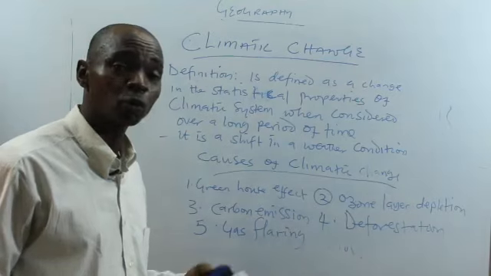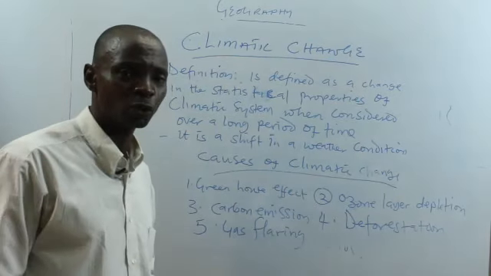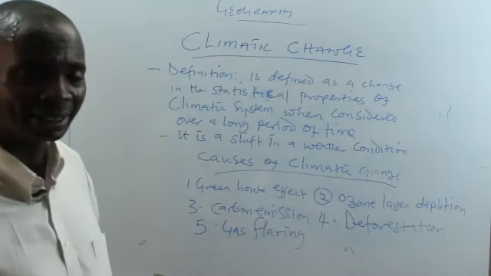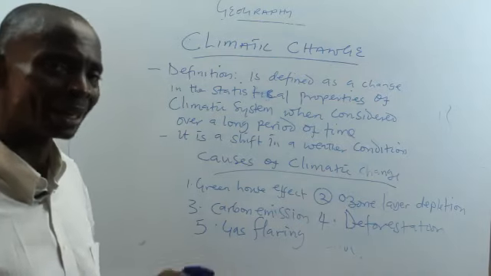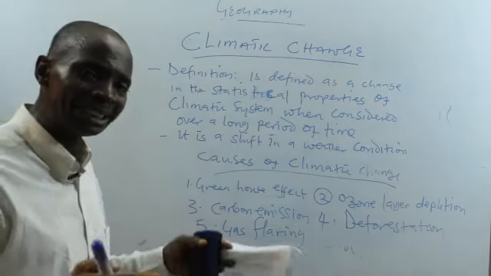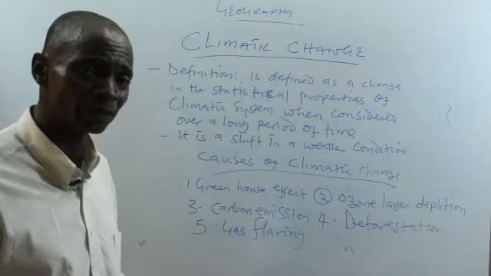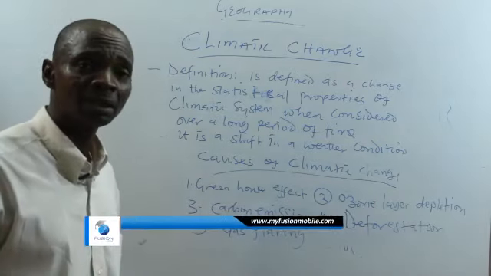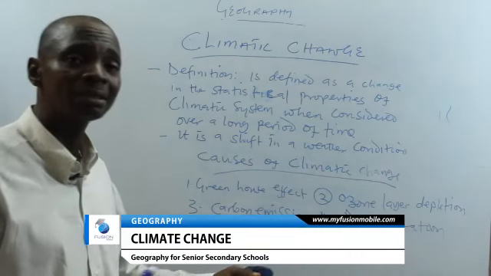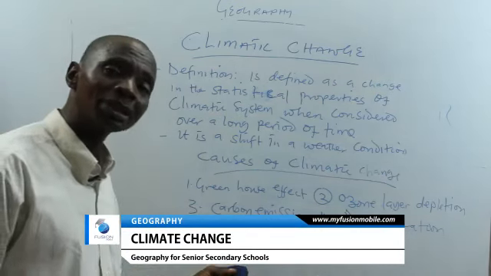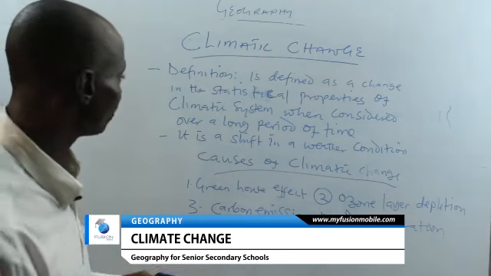When we were talking about weather and climate in our SS1 work, I did say that the difference between weather and climate is that the changes observed in weather occur within days, a short period of time, but that of climate takes a longer period, 30 to 35 years.